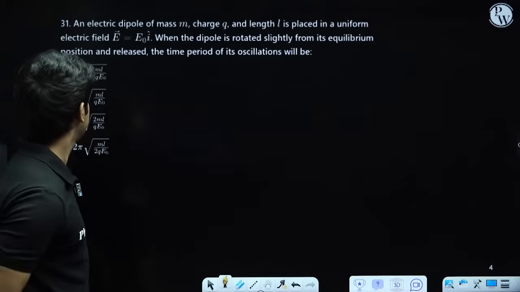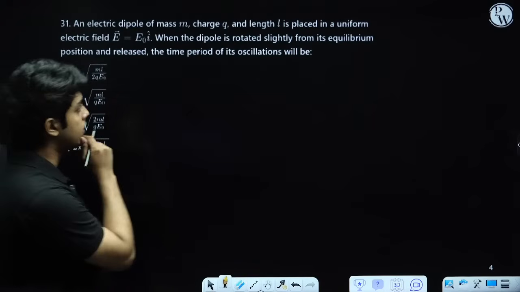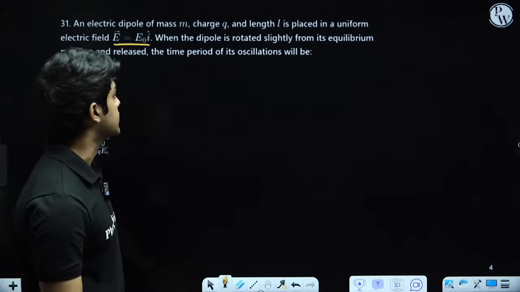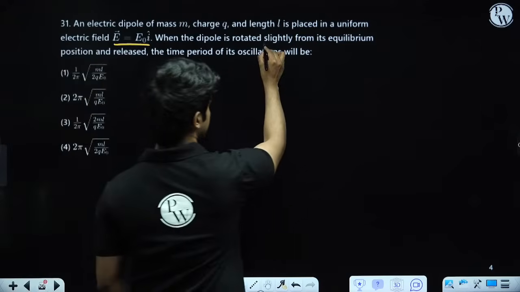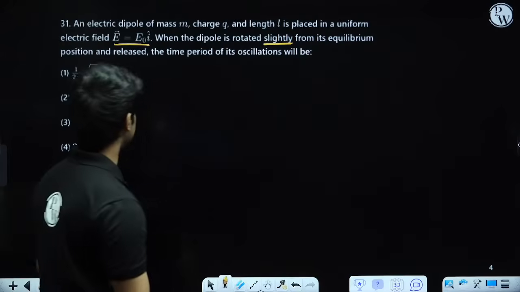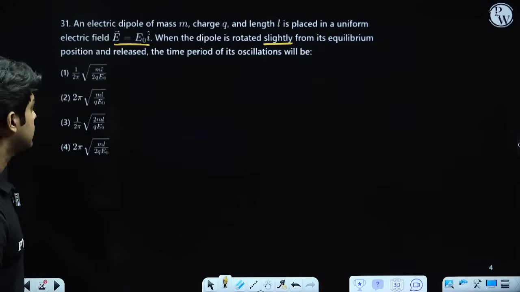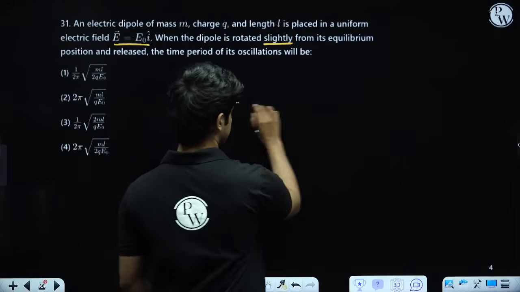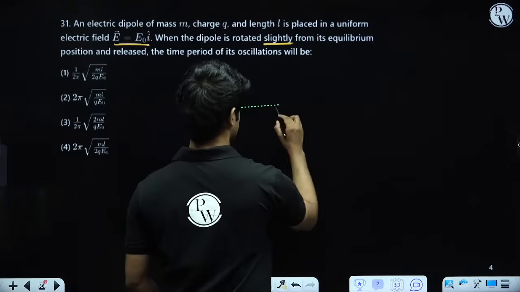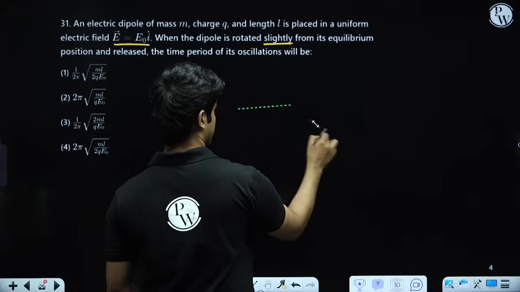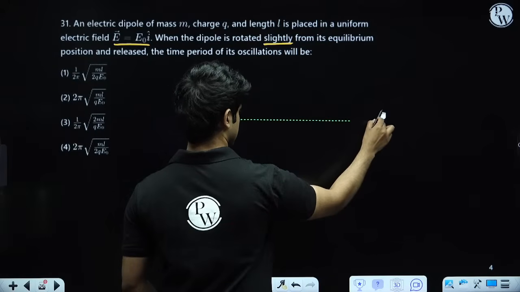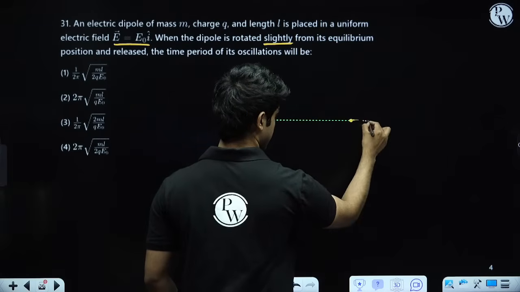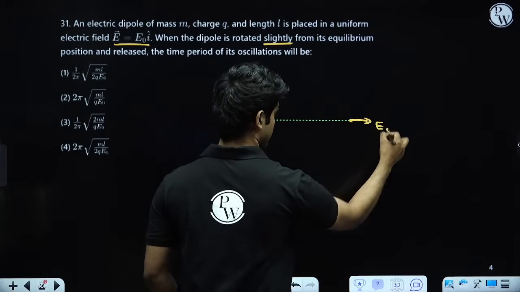Next question. An electric dipole is placed in a uniform electric field. The electric field is along the x direction. The dipole is rotated slightly from its equilibrium position and released. What is the time period of oscillation? So this is the x-axis. This is the direction of the electric field, the external electric field, E naught.